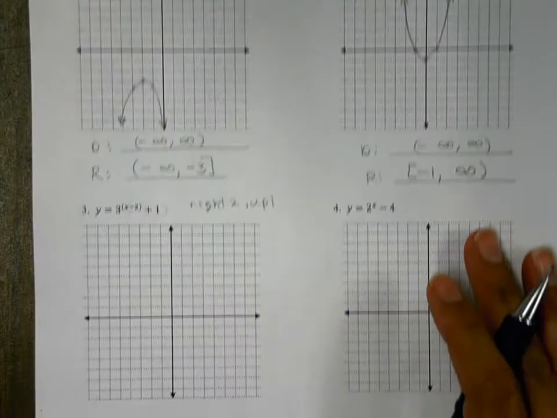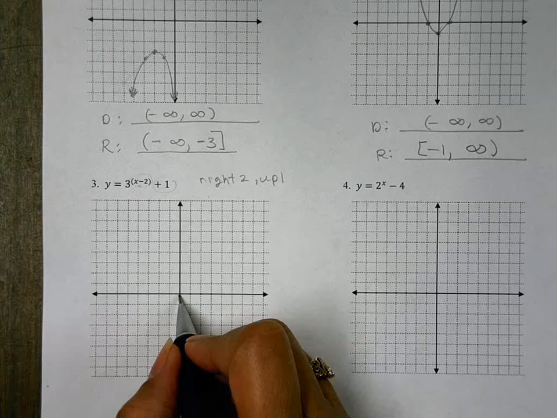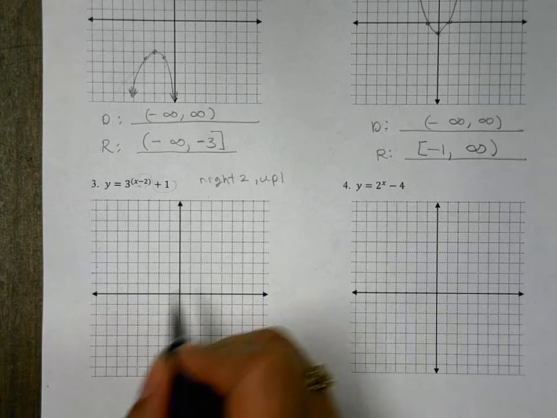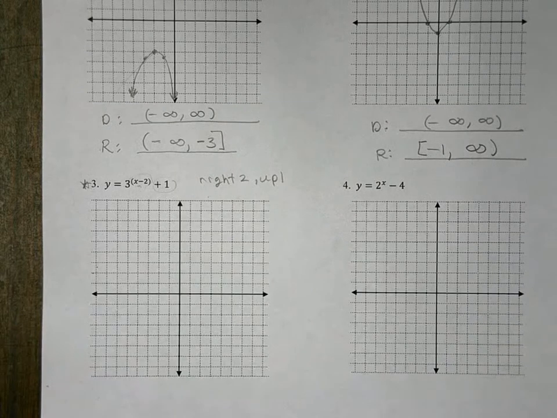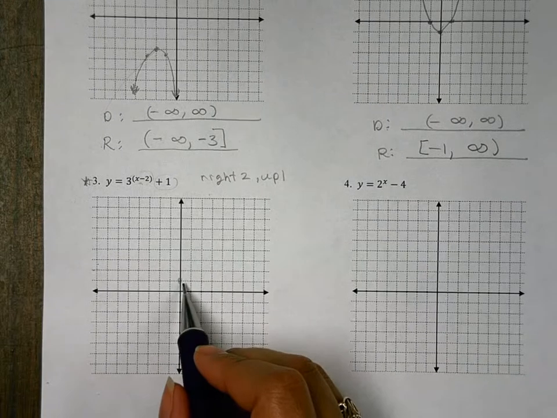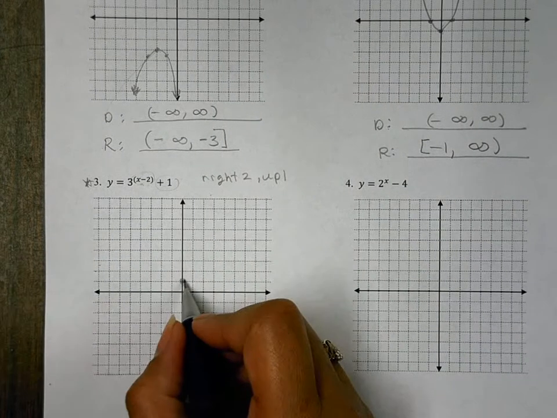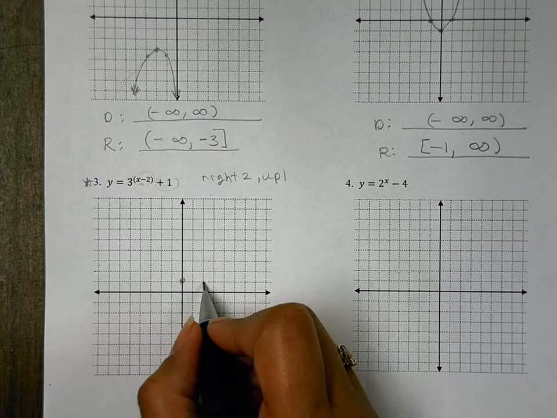Okay? All right, so we said right 2, up 1. Be careful. Kids will start at 0, 0 and go right 2, up 1. Remember, this is a special one because it's exponential. The original start point is at 0, 1. I'm going to erase that. I'm just putting it lightly. This is my original start point, and from here I'm going to move right 2, up 1.